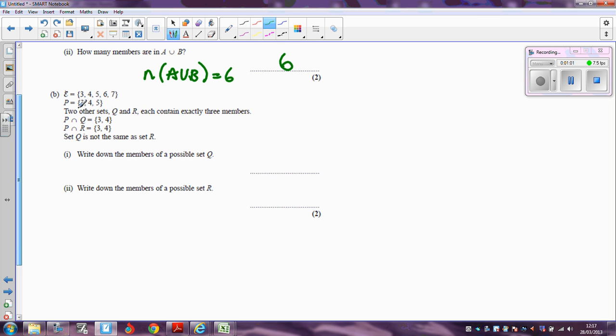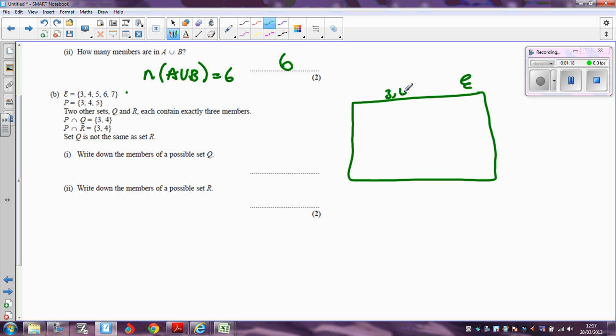So next part, we are told that the universal set, that's the set that contains all of the others, is 3, 4, 5, 6, and 7. And set P is 3, 4, and 5. So I can actually draw that on a Venn diagram, and I think that might help in this case. So the universal set, I can actually write out here if you like, 3, 4, 5, 6, and 7. Those numbers are the only numbers which can appear within the Venn diagram. And set P is the numbers 3, 4, and 5. Okay, that is set P.